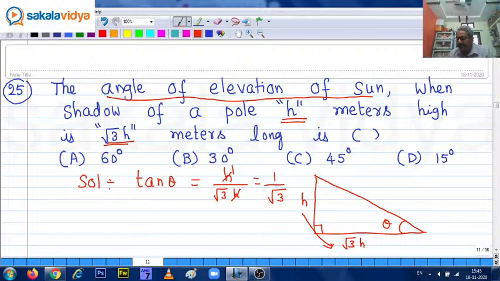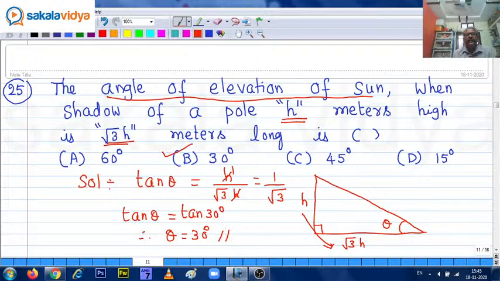Could you guess the answer? Oh, very good, option B. So tan theta equals tan 30 degrees, therefore theta is equal to 30 degrees. Yes, B is the right option. Absolutely correct. Riyaz Basha, Pavitra, Giribabu, Soni.